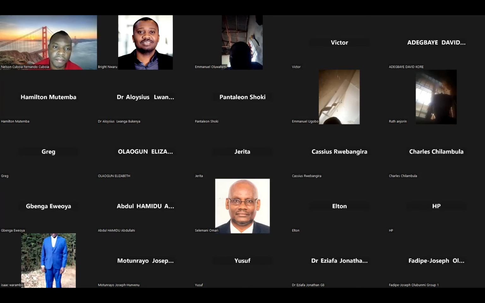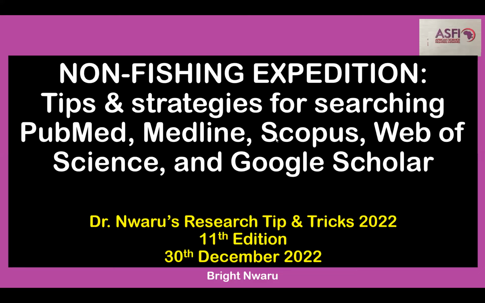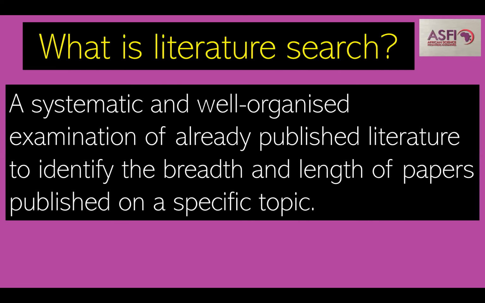But for today, we'll be looking at these issues on tips and strategies for searching these databases. What is literature search? It's a systematic and well-organized examination of already published literature to identify the breadth and length of papers published on a specific topic.